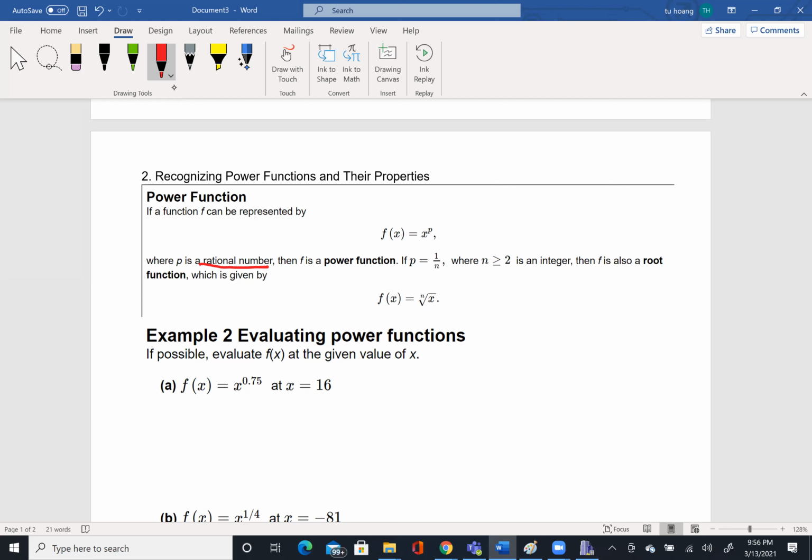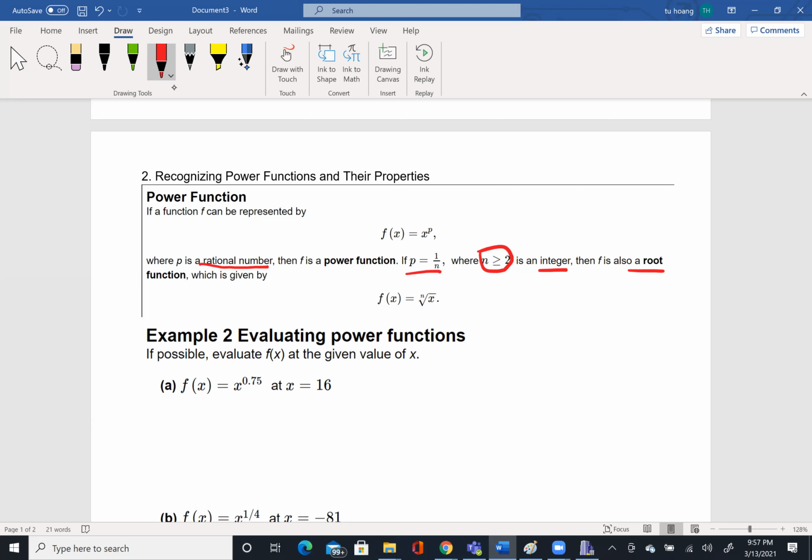If p equals 1 over n, where n is an integer greater than or equal to 2, then f is also a root function, and it's given by f of x equals the nth root of x. So in the case that n is an integer greater than or equal to 2, that should be a root function also, with p in the form 1 over n.